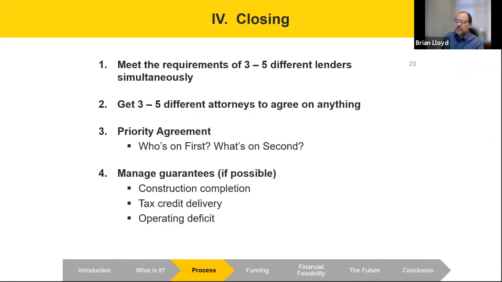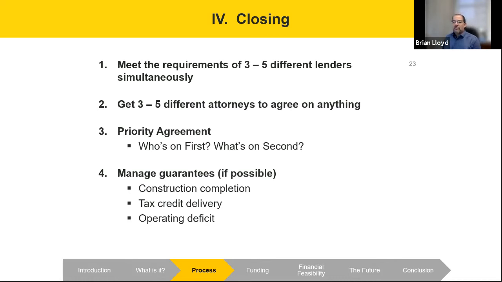So the closing process, all those different funding sources that you had to assemble, let's say you might have a city and a county and a state loan and a tax credit investor and a construction lender, all of those different funders are going to have a different set of attorneys and a different perspective on some issues. And so working all those out in the documents is extremely difficult. So get a good lawyer on your side.